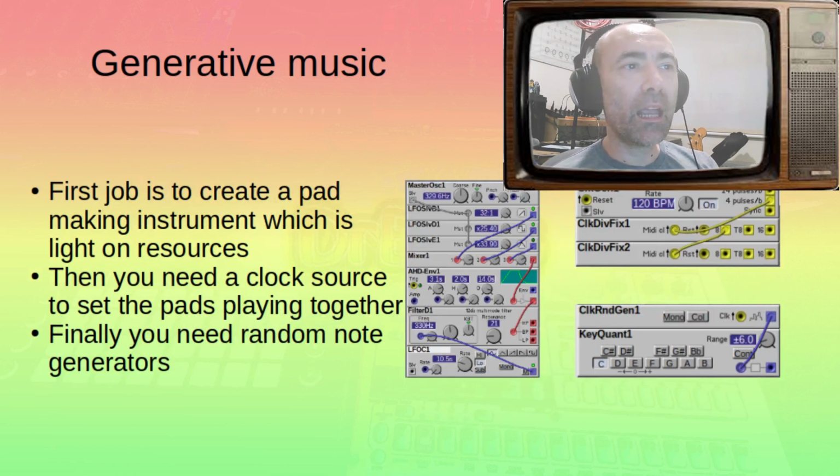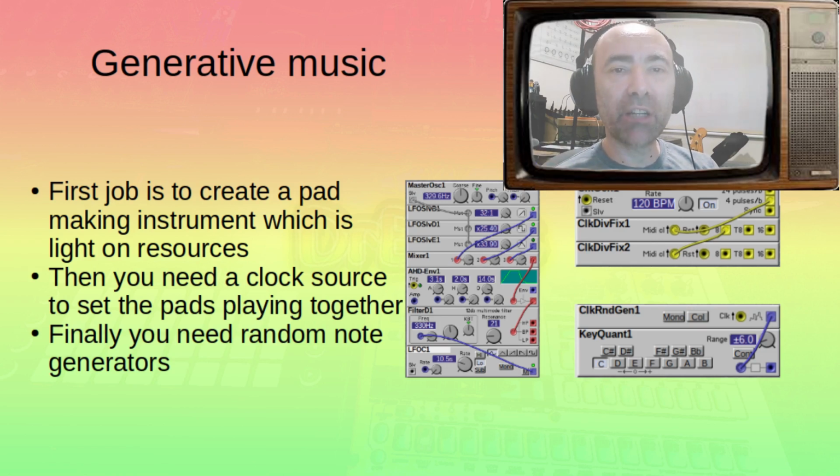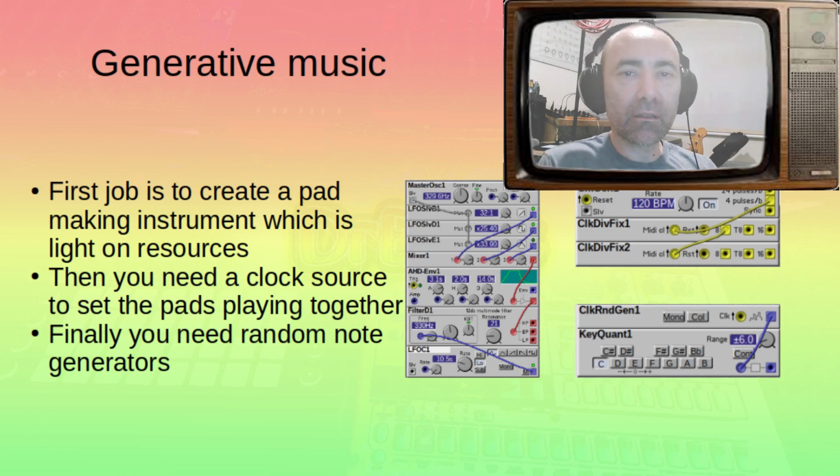First job is to create a pad making instrument, and I'm not going to go through that here. I've done it already. I've shown you how to do that. Hopefully up here there will be a little link that will show us how you can make that. Then we need to get a clock source so that the pads will all play together and play at the same time. And then finally we're going to need to make some random note generators, and that's when the music will start to come out. The pads, the nice floaty atmospherics will come out.